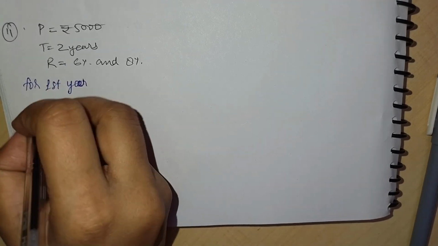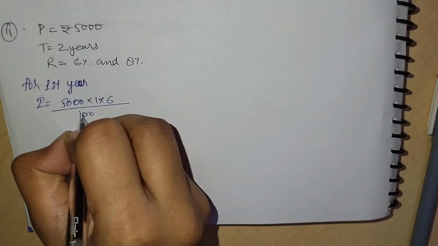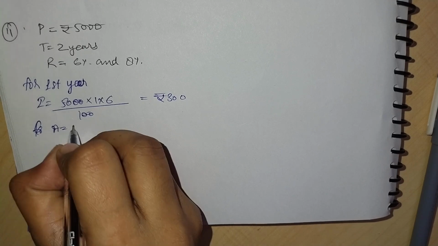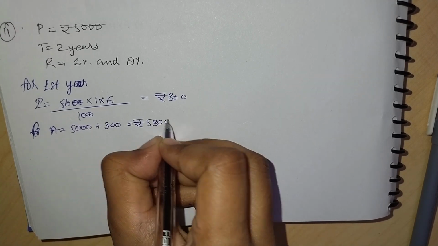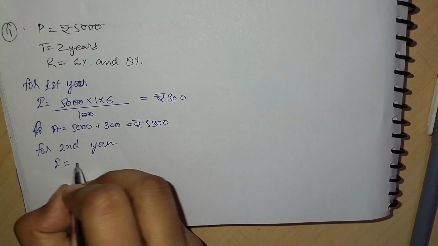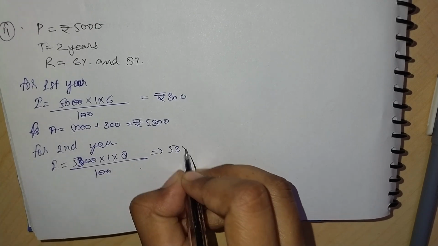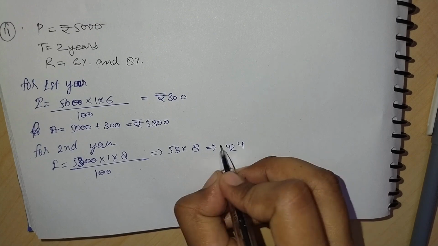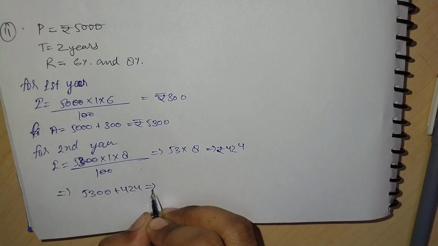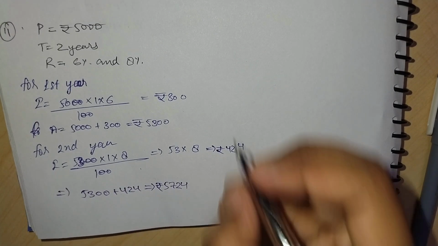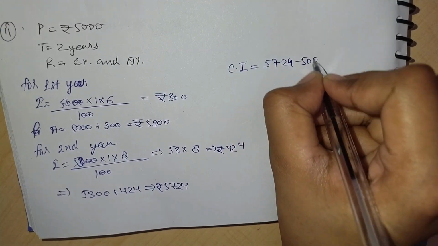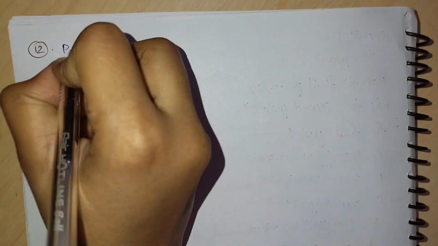Now the 11th part is calculate the amount and the compound interest on rupees 5,000 in 2 years when the rate of interest for successive years is 6% and 8% respectively. Firstly, we will find the interest for first year, then amount equal to rupees 5,300, then interest for second year equal to rupees 424, and the amount as 5,300 plus 424 equal to rupees 5,724. Now the compound interest is equal to 5,724 minus 5,000.